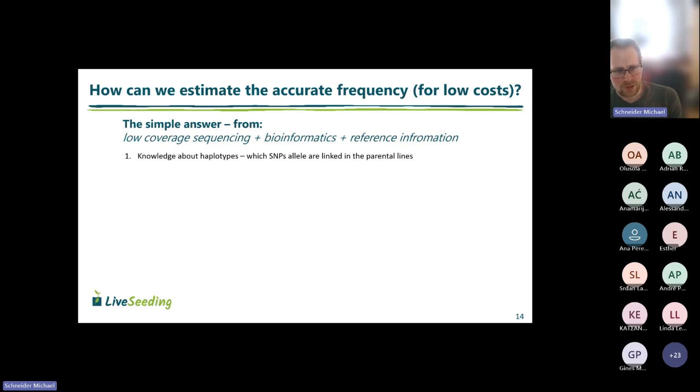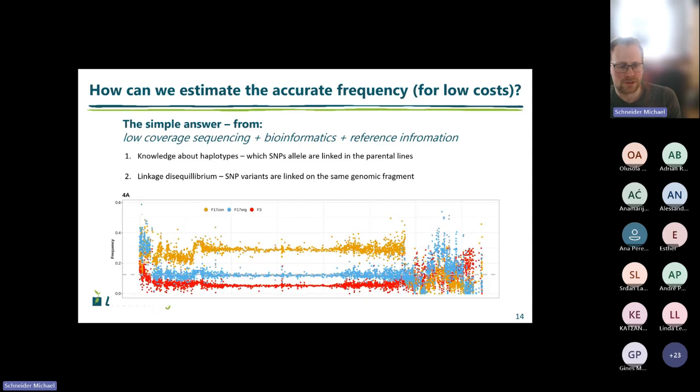The first thing we need to do to estimate this allele frequency at very low coverage with high accuracy is gain knowledge about these haplotypes. These are blocks across the genome that were not broken up by crossing overs, and so they remain similar between these SNPs. Our question is which SNPs are linked in these parental lines and have been transferred into the population via linkage disequilibrium, because these SNPs then remained on the same fragment.